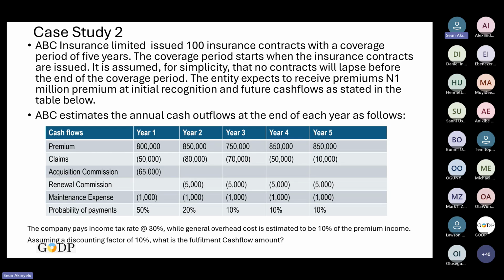The covered period starts when the insurance contracts are issued. It is assumed for simplicity that no contract will lapse during the period. The entity expects to receive 1 million naira at initial recognition, meaning that as I am accounting for it now, we are collecting 1 million. ABC Insurance estimates the annual cash flows at the end of the period to be 800, 850, and so on. So the question now is, how much is the fulfillment cash flow?